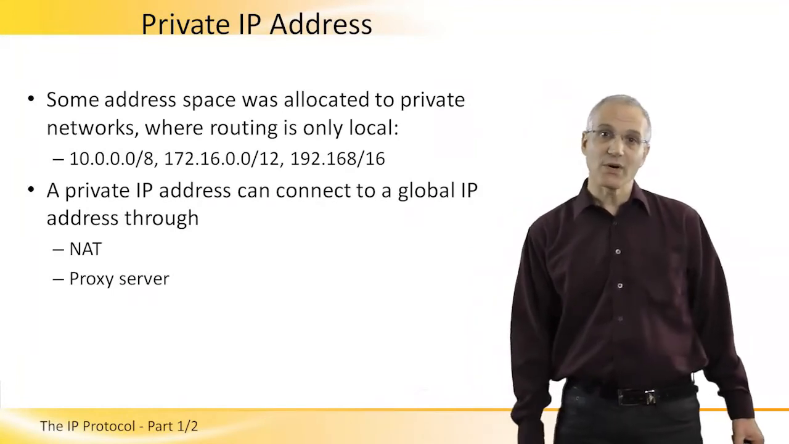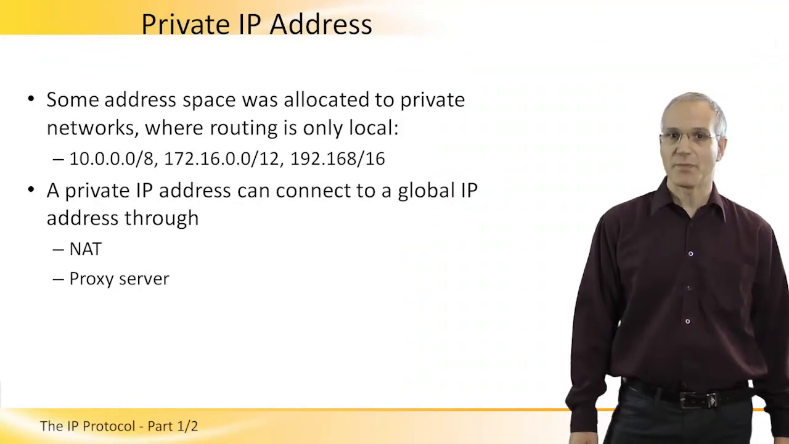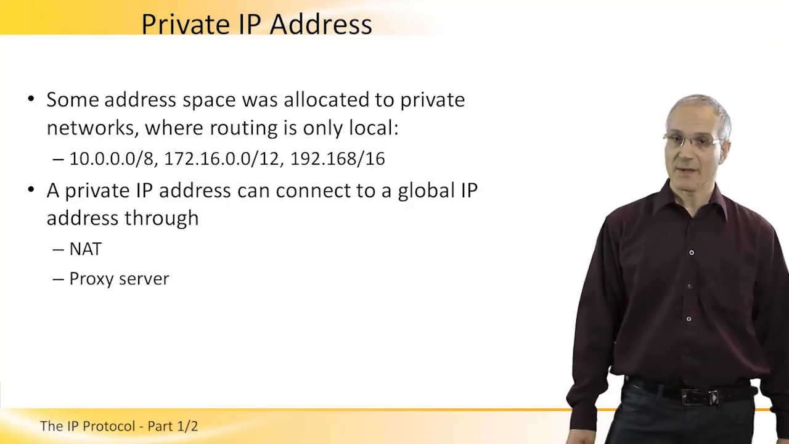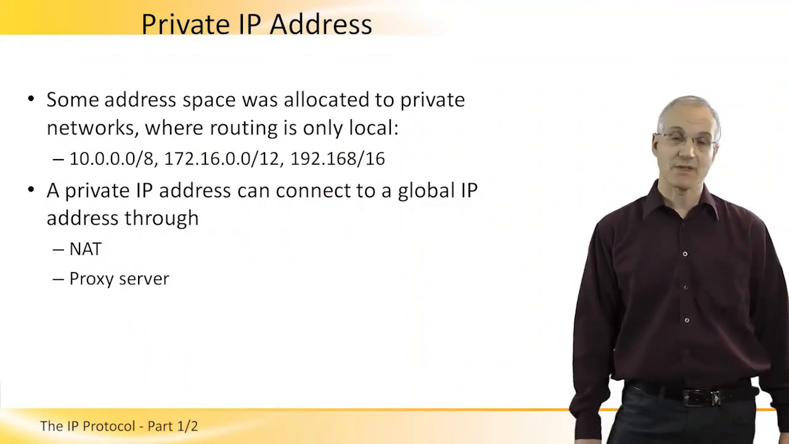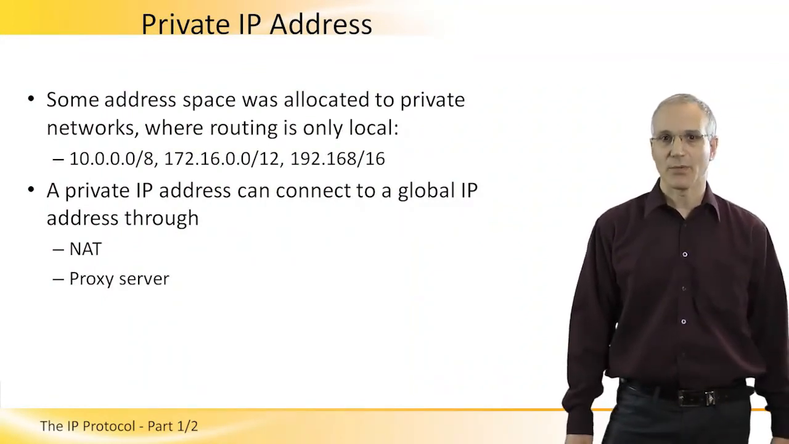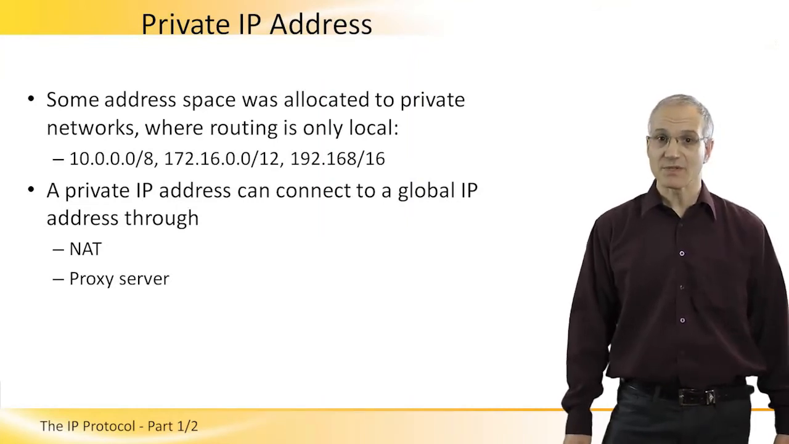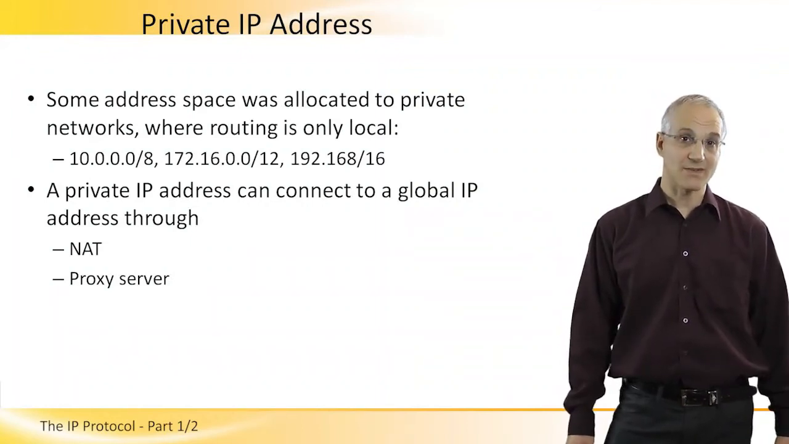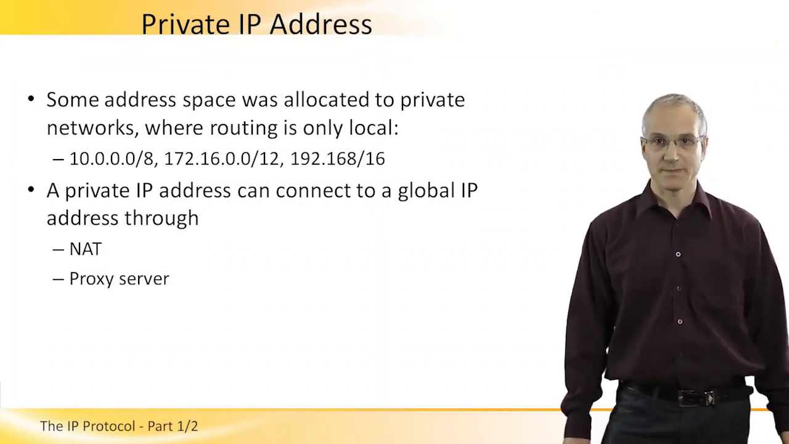If we do want to go outside to connect to a global IP address from a private IP address space, there are two options. One is to use NAT, Network Address Translation. This is a device that translates my local IP address to some global IP address that is usually common to all the hosts in my network. The other option is to use a proxy server. That is, I'm connecting to a proxy server that has also a private IP address, but it has another interface with a global IP address, and all communication is going through this proxy.